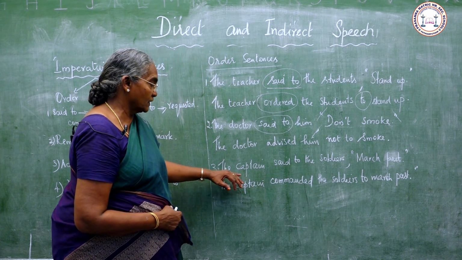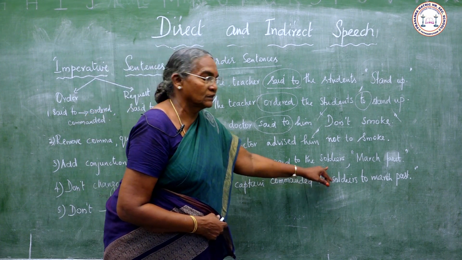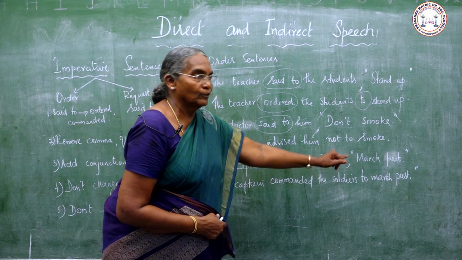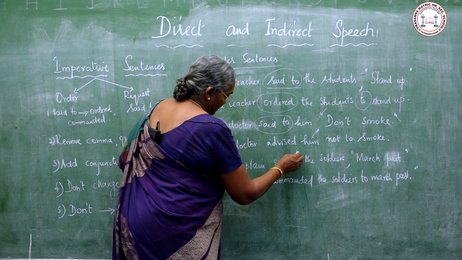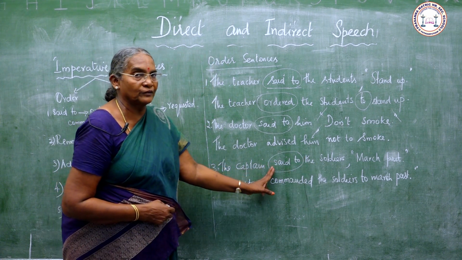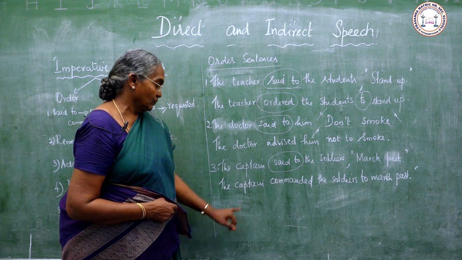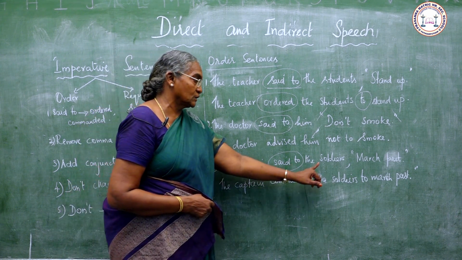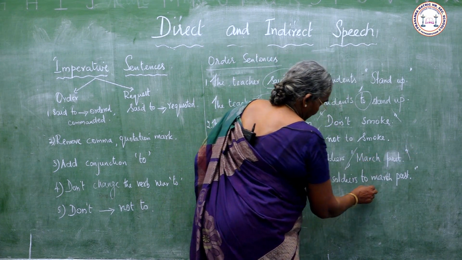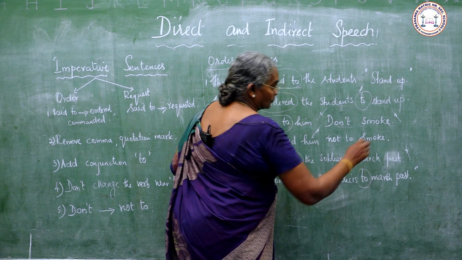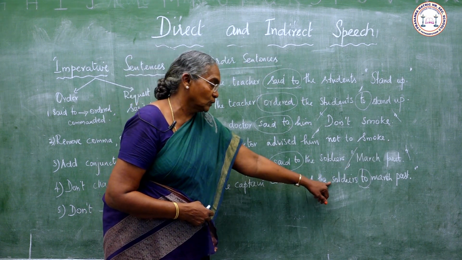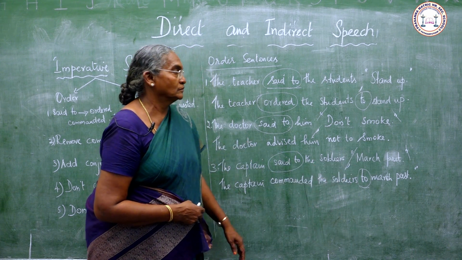Then the next sentence: the captain said to the soldiers, "March past." The captain gives an order, he commands the soldiers. So said to will be changed into commanded. The captain commanded the soldiers. Here remove the comma and quotation mark, add the conjunction to, and read the same sentence. The captain commanded the soldiers to march past.